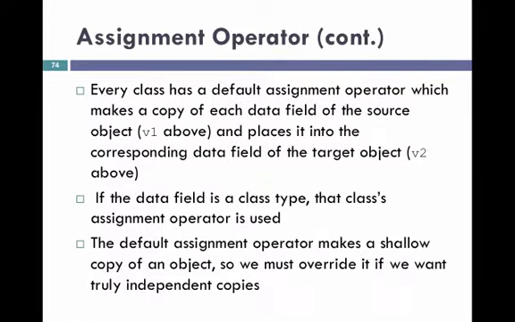Now, every class has a default assignment operator that makes a copy of each data field of the source object and puts it in the corresponding data field in the target object. If the data field is a class type, then the class's assignment operator is used, and the default assignment operator makes a shallow copy of an object, just as the default copy constructor does. So we have to override it if we want to have independent copies, deep copies.